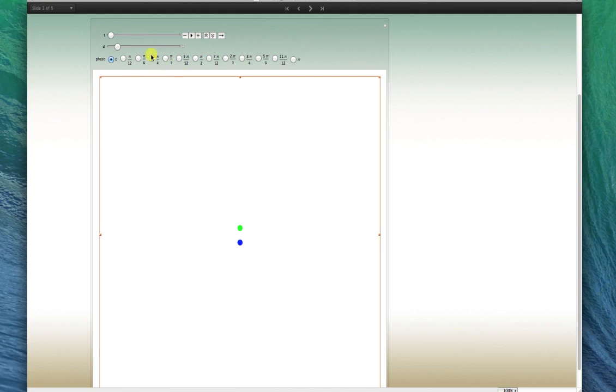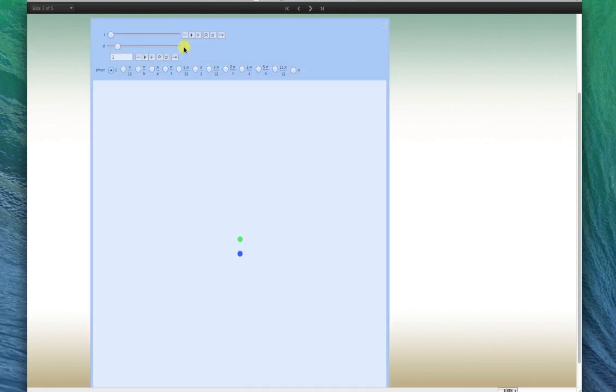So let's see what that looks like. Right now the distance is set to 1, meaning 1 in terms of the wavelength. So they're a distance of 1 wavelength apart.